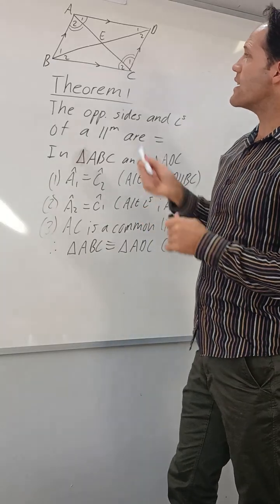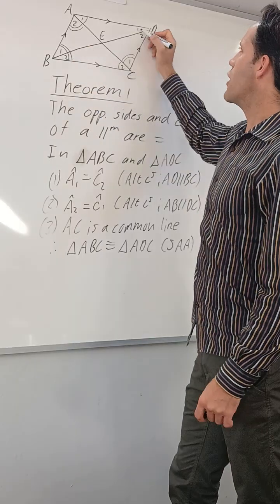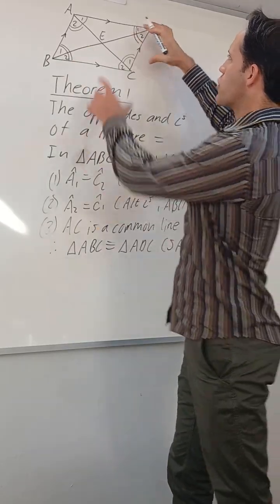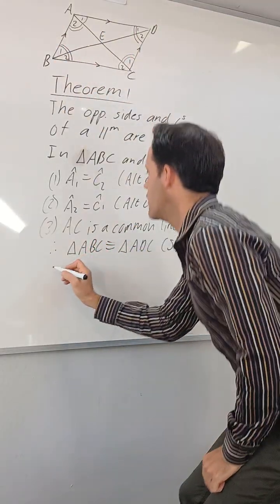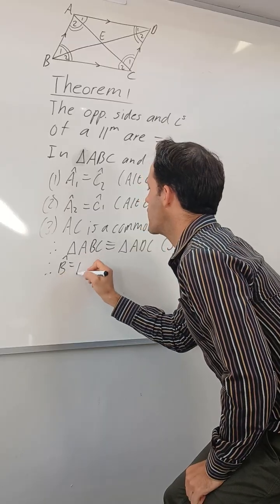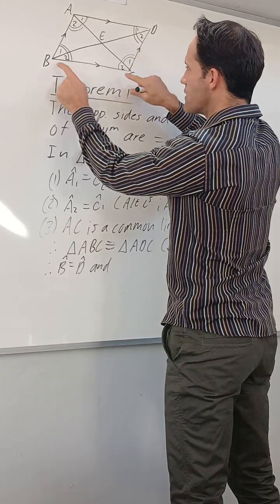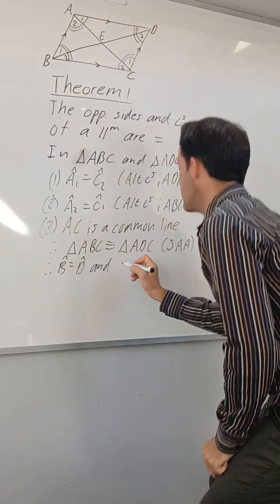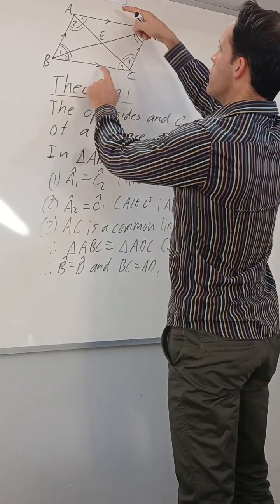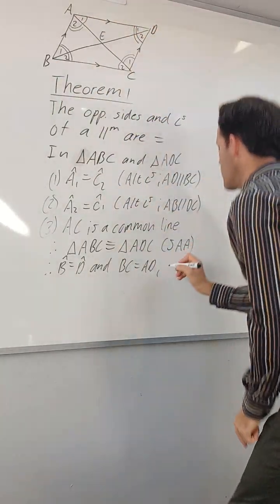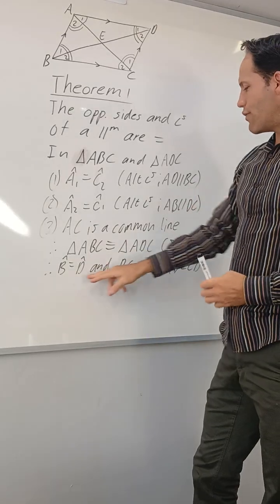So if they look exactly the same, that means that this angle here must now be equal to this angle here. Okay? Because this triangle looks just like this one. So now we can say therefore angle B is equal to angle D. And we can say because they're congruent, side BC must be equal to side AD. And also, this side AB must be equal to CD. So we can already say three of the four things.